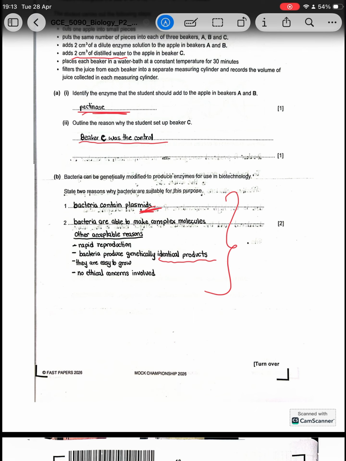So it's helpful as it is more identical to other living beings, humans, and it's a good measure for biotech because causing harm to bacteria is not considered as an ethical concern. And also bacteria are able to make complex molecules at the same time, and they usually reproduce very rapidly, and they are easy to grow as well, which makes a win-win situation for biotech to use bacteria for producing enzymes.